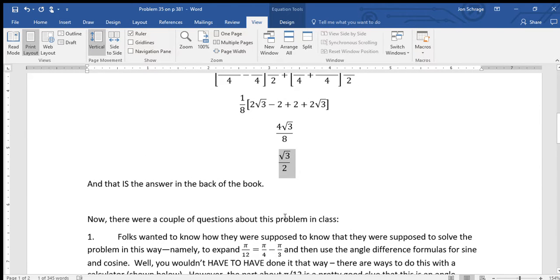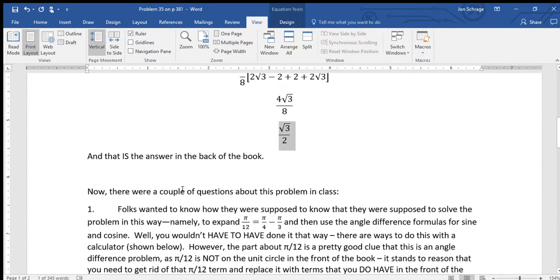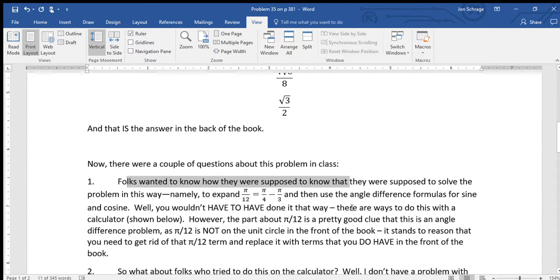But a perfectly good question came up in class, and that is, how are we supposed to know that? How are we supposed to know that this was supposed to be solved as an angle difference formula? Namely, to expand that pi over 12 into pi over 4 minus pi over 3. Again, I have that one backward. Let's fix that while I'm here. It's pi over 3 minus pi over 4. All right. And then you're supposed to use that angle difference formula.